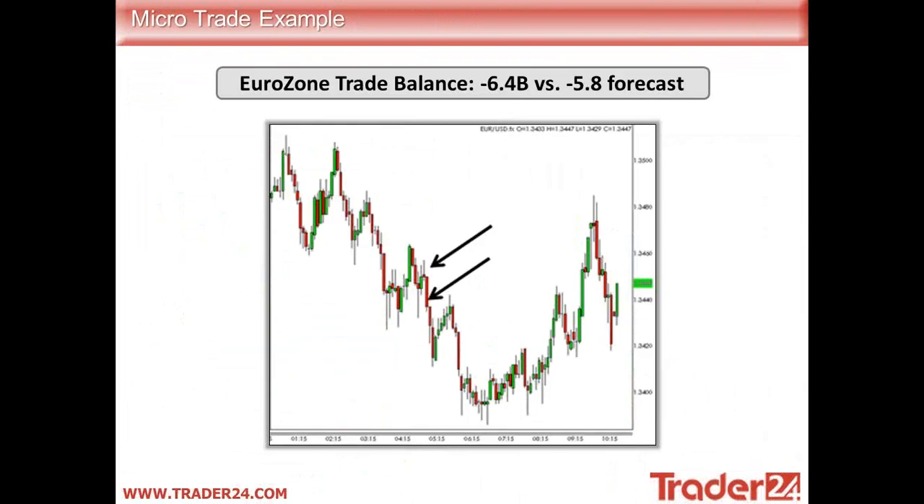Here's a micro trade example. What this was effectively saying was the Eurozone trade balance was less than what they had forecast. As a result, we saw the euro-dollar decreasing quite significantly. Because the Eurozone wasn't doing so well, the dollar strengthened against the euro.